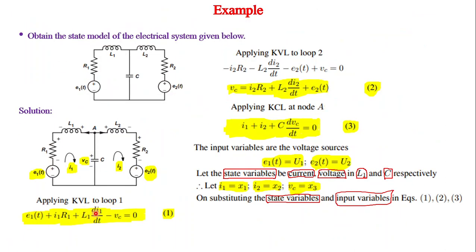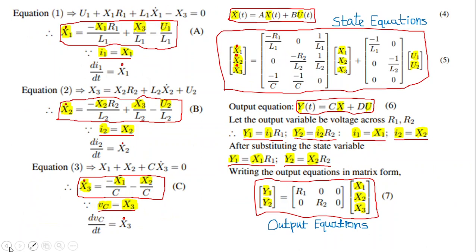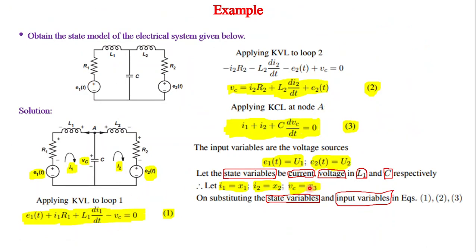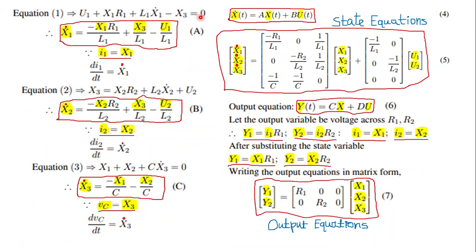What about the next one? L1 di1 by dt. What is di1 by dt? X1 dot. That is dx1 by dt or x1 dot. So L1 x1 dot. Next, minus Vc. What is Vc? X3. So minus x3 equal to 0. Here we have to write it as derivative of state vector. So x1 dot, derivative of a state variable. How to write x1 dot? Divide everything by L1, bring the other terms to the right hand side. Divide by L1, you will get this equation here. So I1 is x1, that is dI1 by dt is x1 dot. So x1 dot is this.